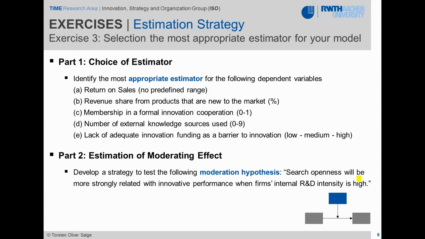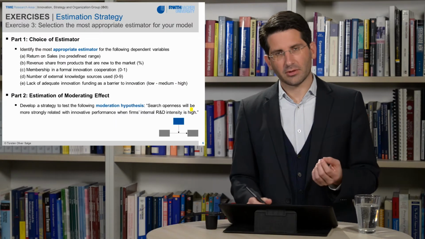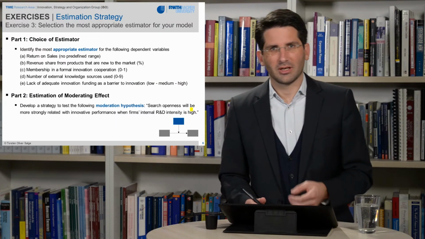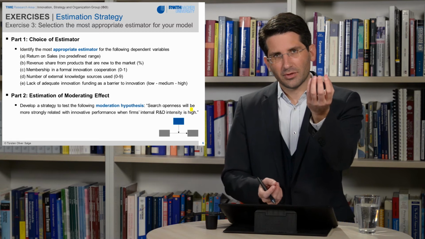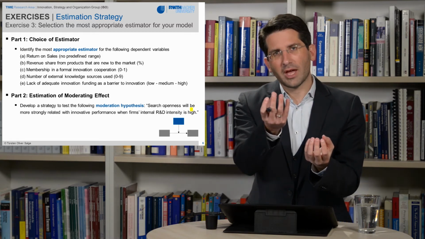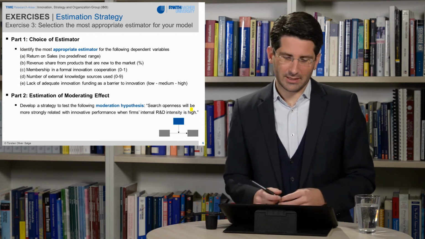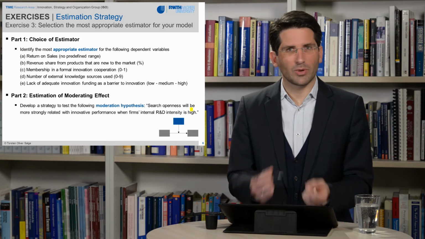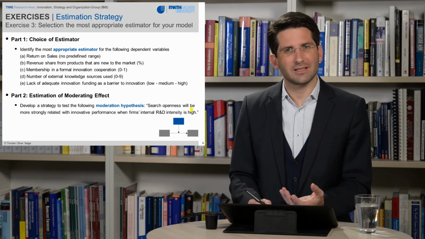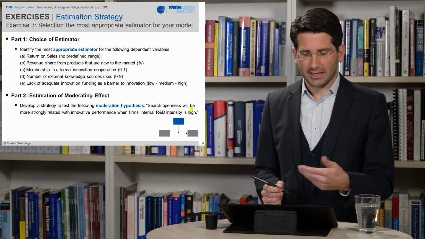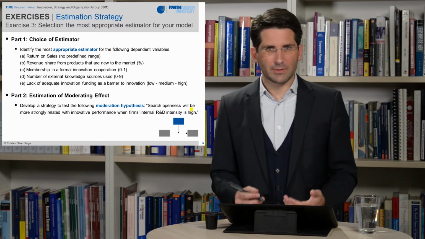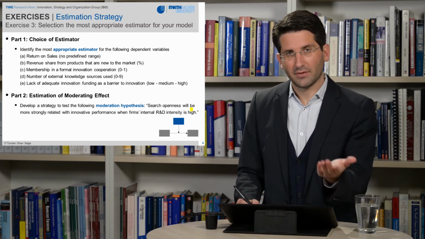Exercise 3 now is more technical in nature and has as its key purpose the reactivation of some of your knowledge from your statistics and econometric courses. So the key task here is to link different types of dependent variables to their appropriate estimation techniques. The first part of this exercise simply pertains to that linkage, while the second pertains to how we can test moderation effects.